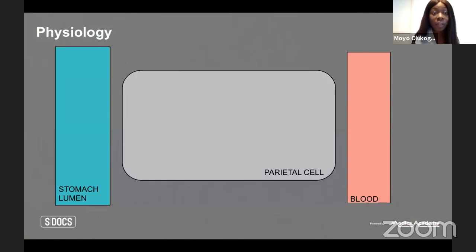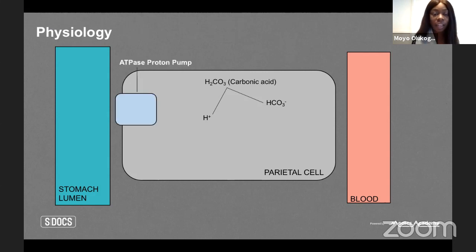Finally, we're going to take a look at how hydrochloric acid is produced, because in part 3 of this video, we'll look at peptic ulcer disease, and this is a target for a proton pump inhibitor. So in the parietal cell, we have carbonic acid, which is just water and carbon dioxide associated together. This splits into hydrogen ions and bicarbonate ions. Here we have an ATPase proton pump.